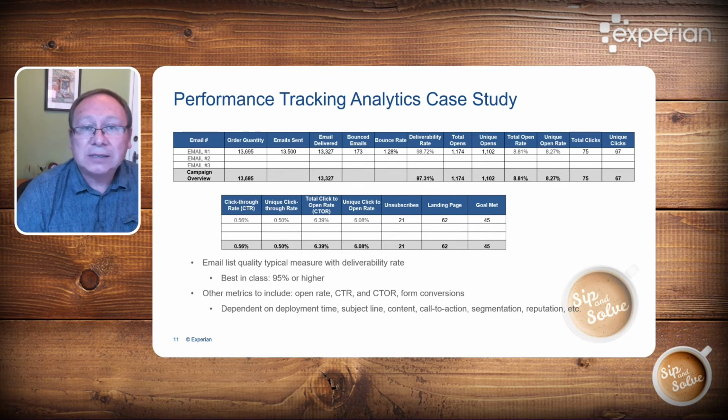In addition to that, next is total clicks. Total clicks is basically once they've opened the email, there should be a call to action in your email. How many people have actually clicked on that call to action? And from there, you can get your click-through rate. You can also get your unique click-through to open rate.